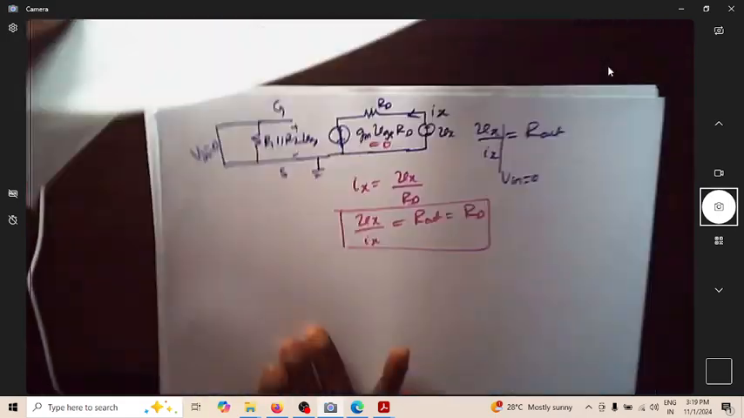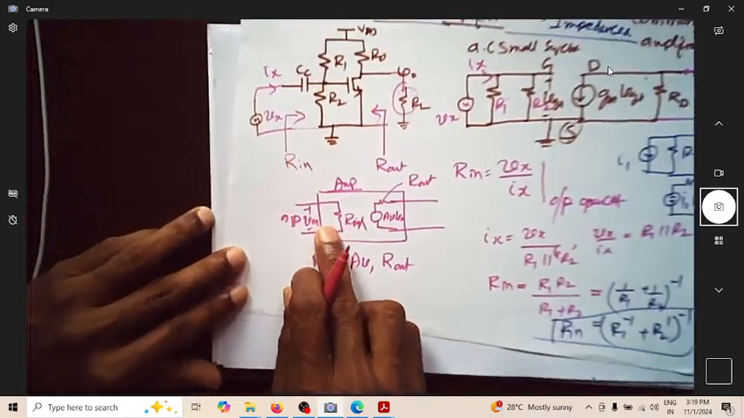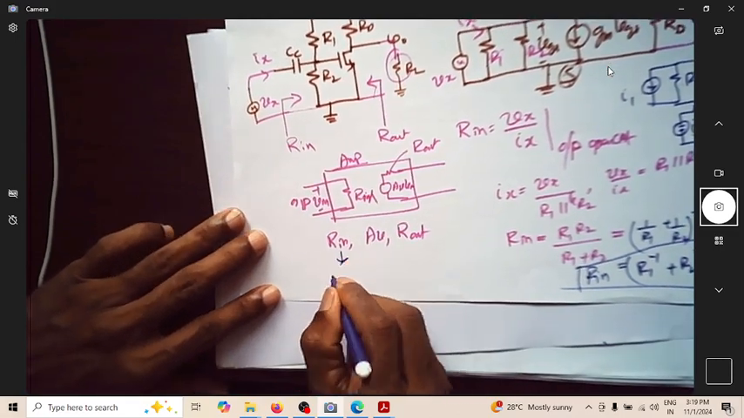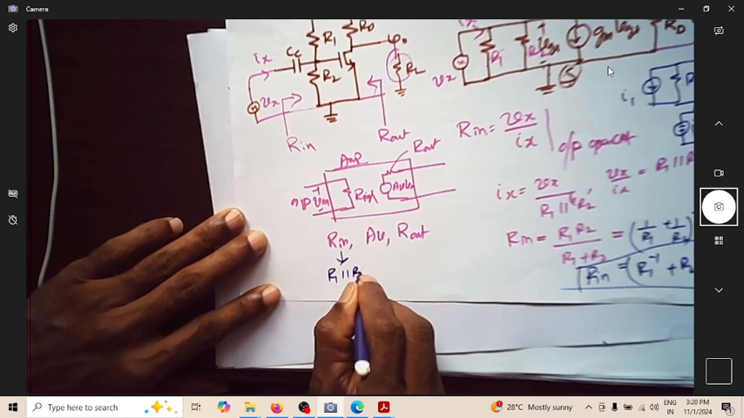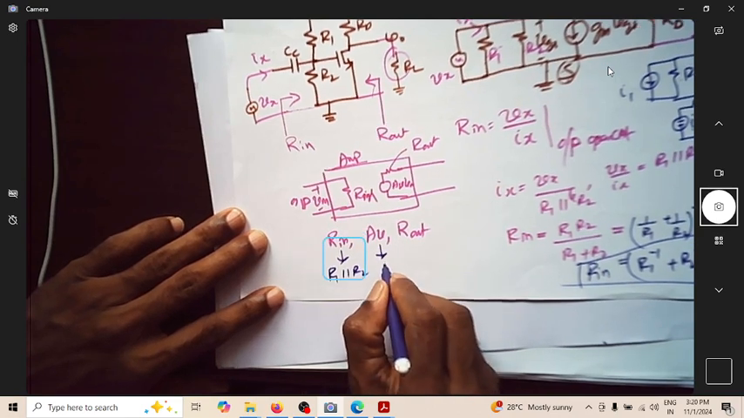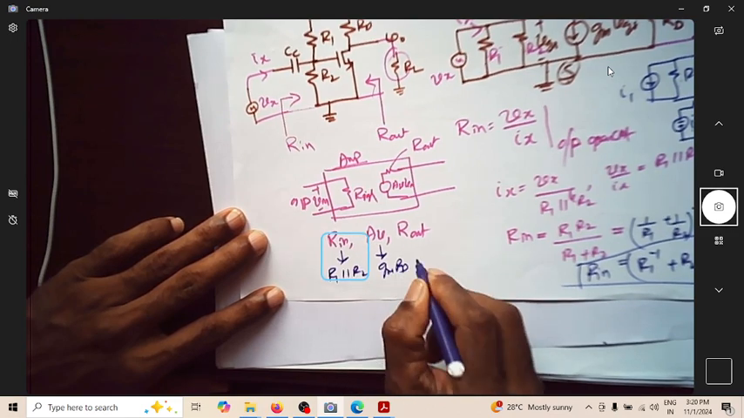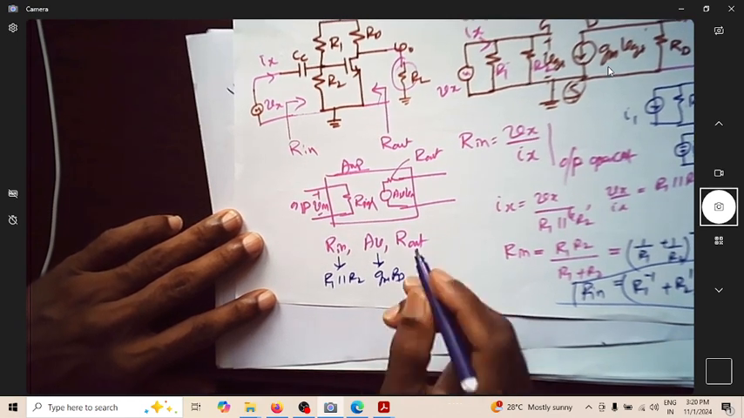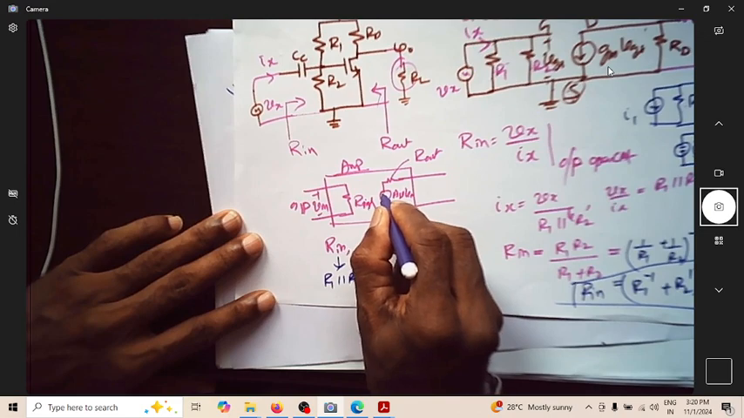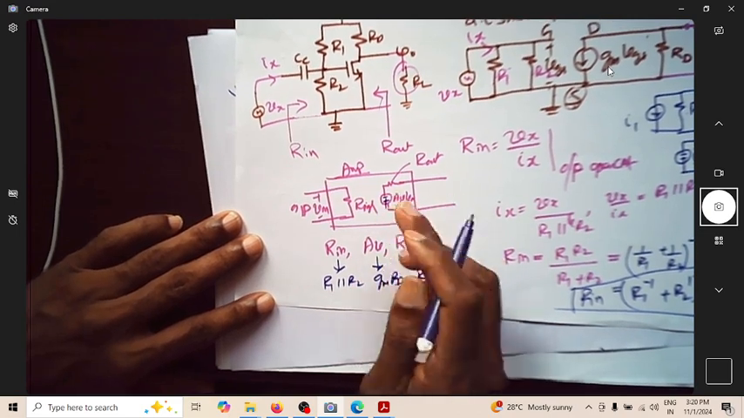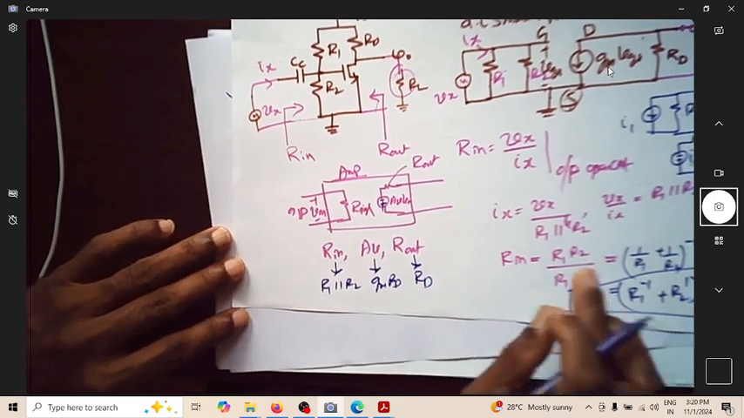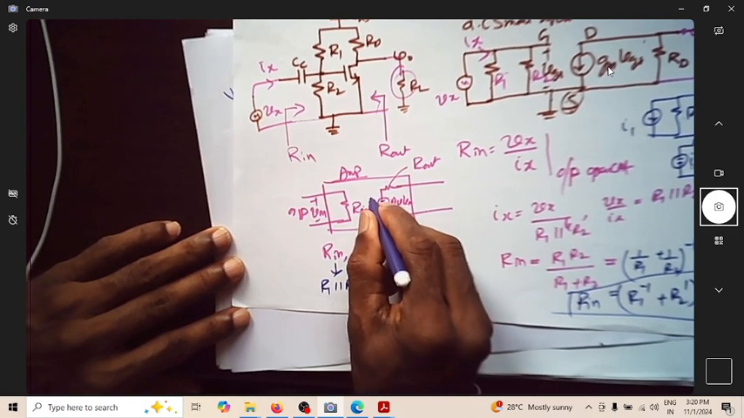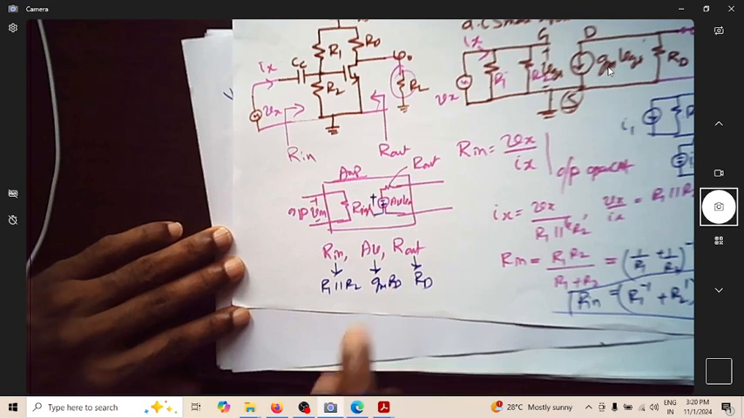So in this circuit, whatever we represented by this equivalent circuit, now this Rin is actually R1 parallel R2. This Av is Gm into RD, and this Rout is RD. Of course, in this case Av is actually minus Gm into RD. Instead of writing minus here, I'm just changing the polarity here itself. Suppose if you write the polarity plus minus like this, then it is minus Gm into RD.